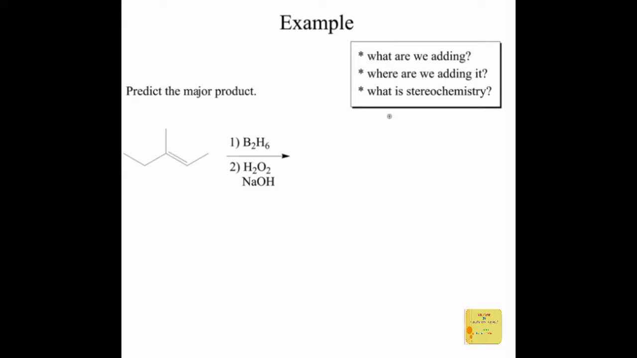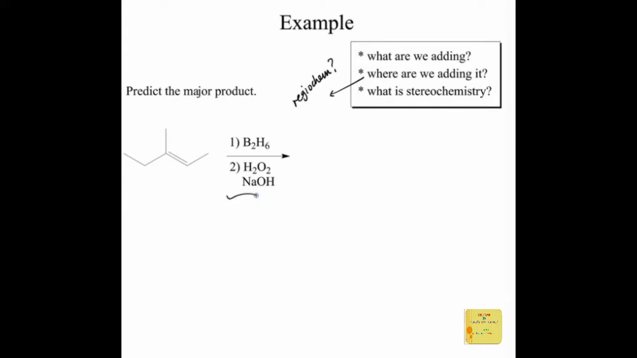Okay, and here's an example. It's coming back to just what I pointed out. These are the questions we need to ask when it comes time to predicting a product. We have to interpret the reaction conditions, decide what the groups are adding, and then we have to decide where are they going and what's the stereochemistry. Where are we adding it is another way of asking what is the regiochemistry. And then what is the stereochemistry, dashes and wedges.